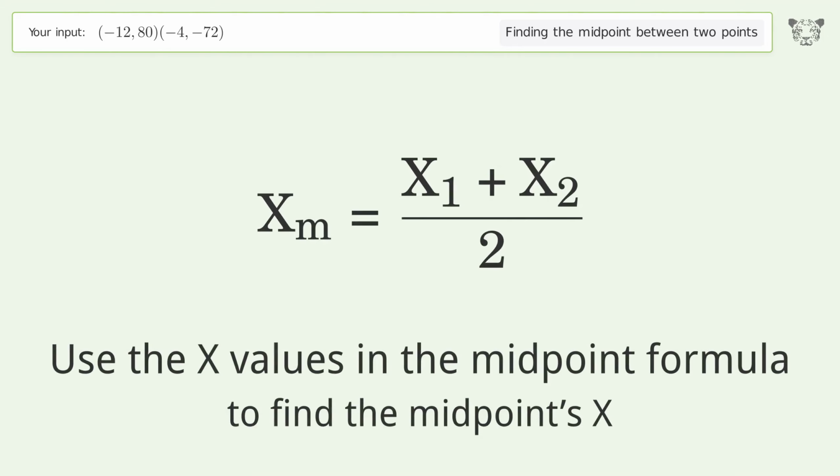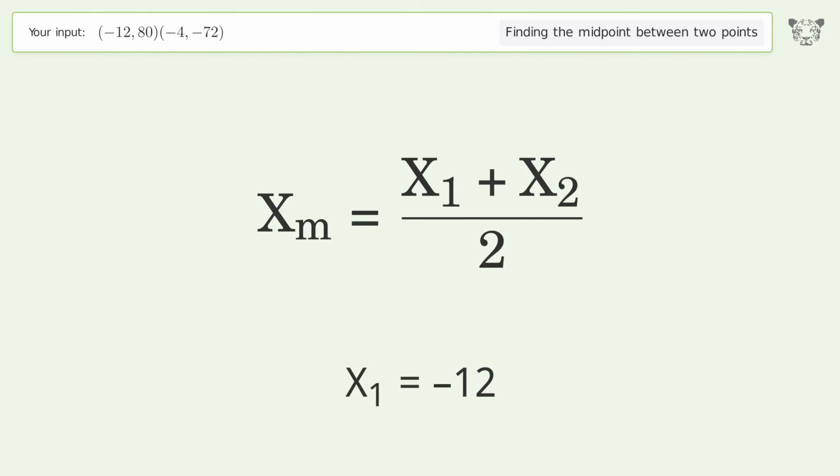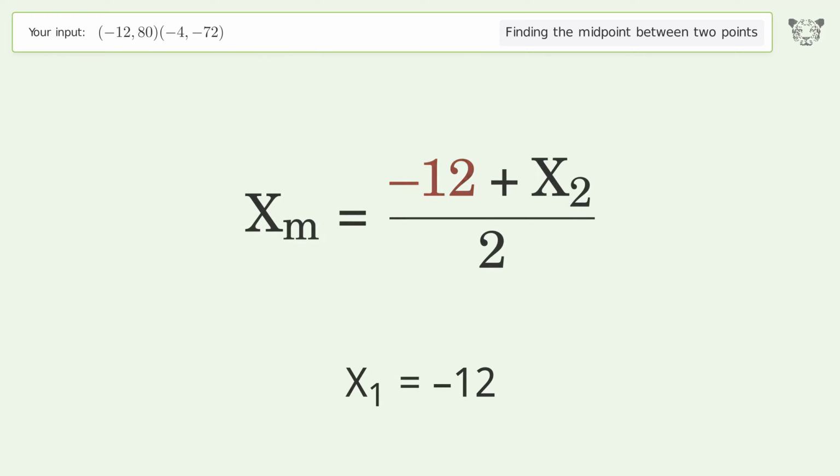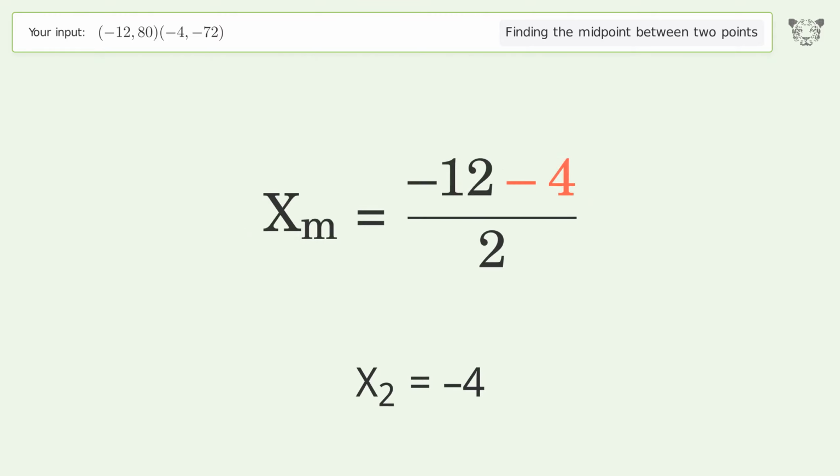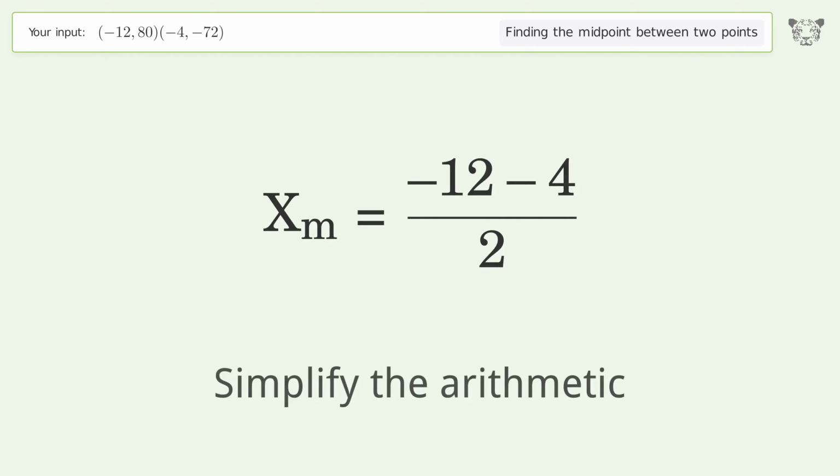Use the x values in the midpoint formula to find the midpoint's x. x1 equals -12. x2 equals -4. Simplify the arithmetic.